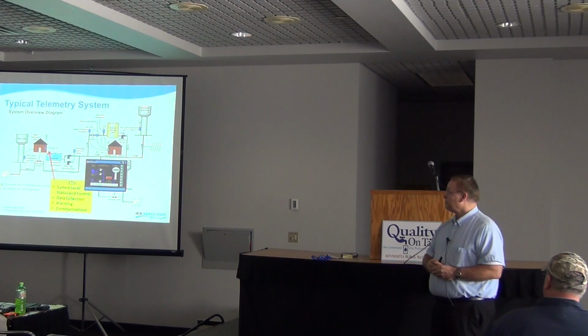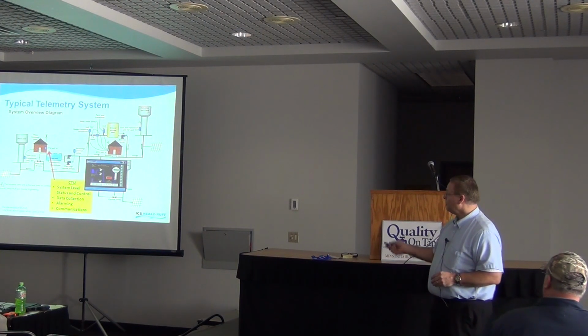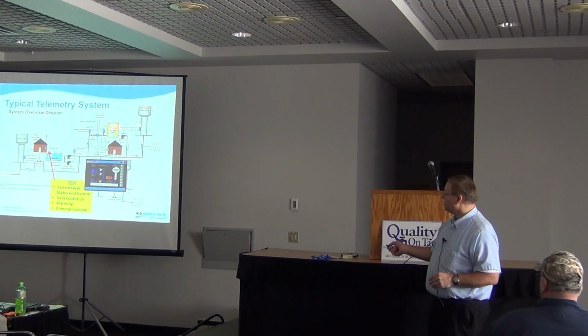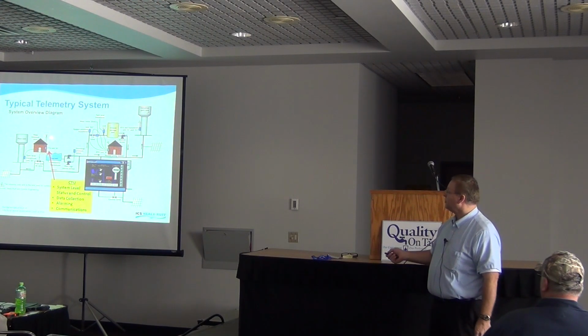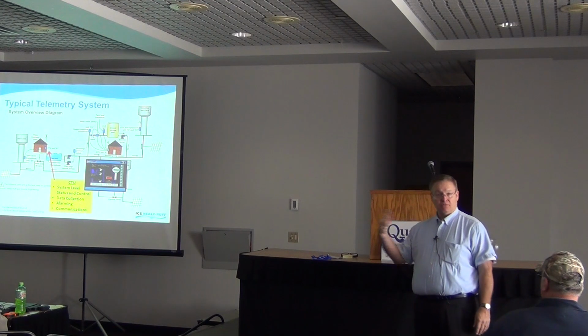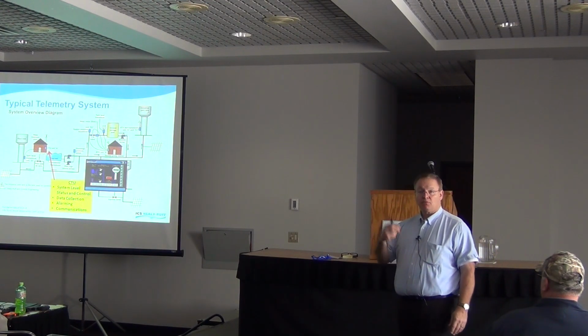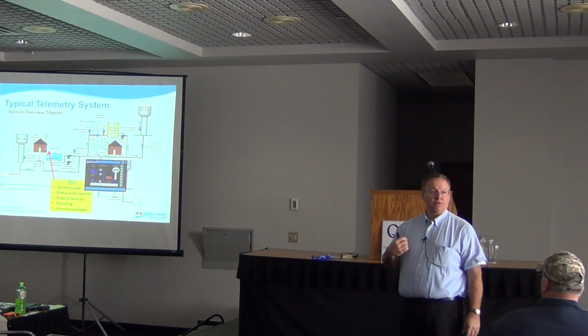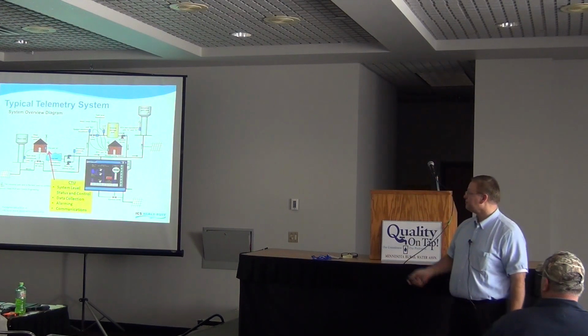So what does a typical telemetry system look like? Well, you've got geographically dispersed equipment out there. This one just happens to be a radio telemetry system, so you're going to have a radio antenna at the different remote sites that are out there. All that data is going to be coming back to a central control panel. You may have an operator interface there that actually is configured and programmed to represent that water or wastewater system, whatever you're monitoring there.